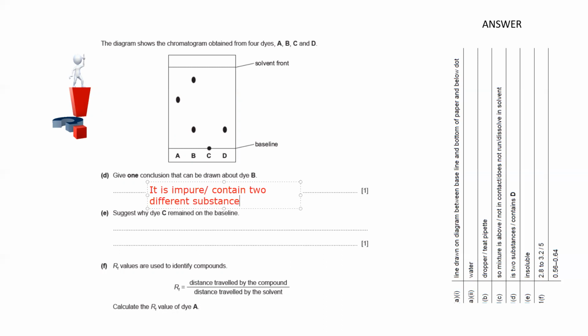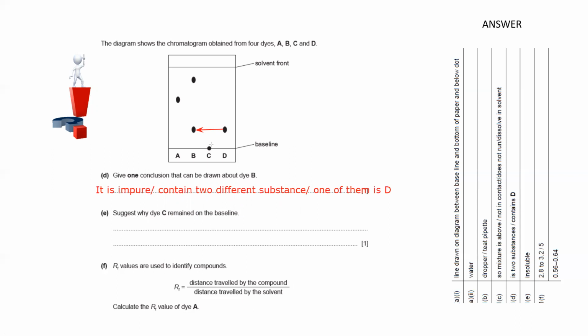And one of them is D. How do we conclude that dye B contained D? There's something else also there, but how do we conclude? You can see one of the spots of B matches the position of D, so it means dye B contains D and something else. We don't know what else, but D is there and another thing is also there.